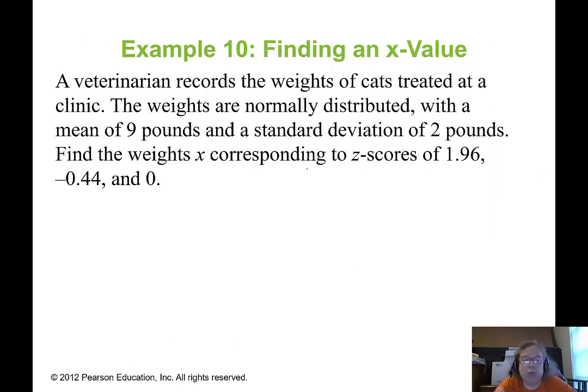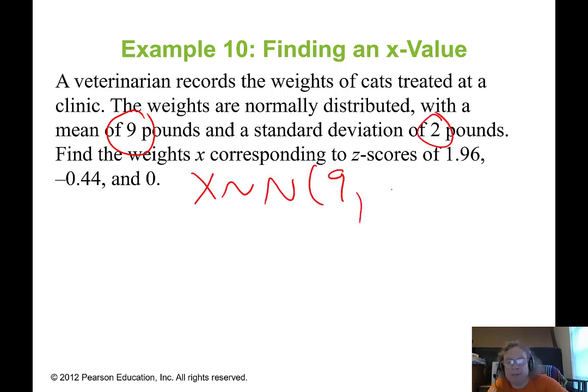So here's an example. A veterinarian records the weights of cats treated at a clinic. The weights are normally distributed with a mean of 9 pounds and a standard deviation of 2 pounds. So now we know x is distributed normally with mean 9 and standard deviation 2. Find the weights x corresponding to the z-scores of 1.96, negative 0.44, and 0.